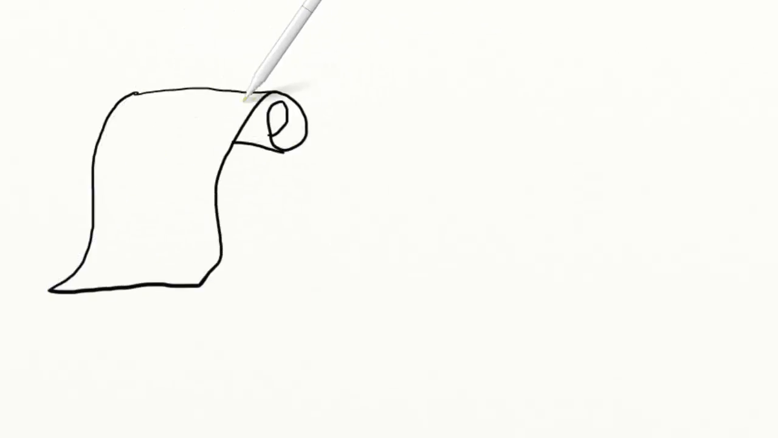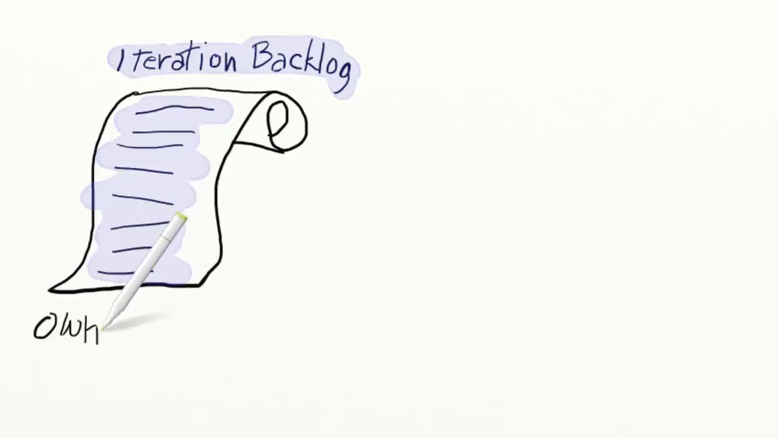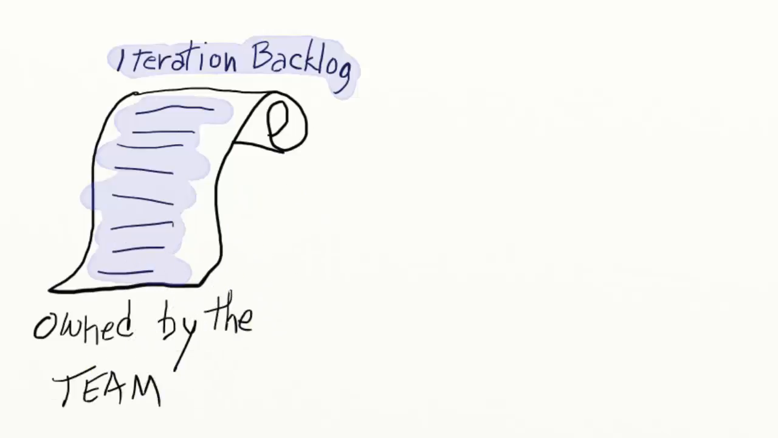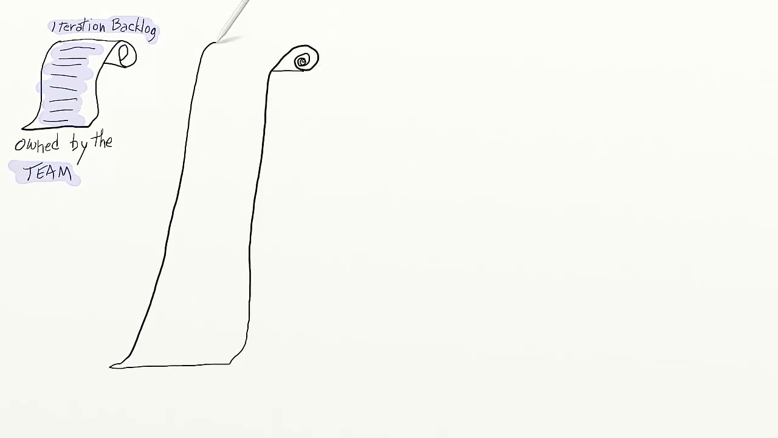This short animation shows a good way to manage a product backlog. Since we're talking about backlogs, there are two important ones you should have in mind. The first is the iteration backlog. This is a list of the items a team believes it can complete during one iteration. The iteration backlog is owned by the team. This list is made at the start of every iteration by pulling items from another backlog, the product backlog.